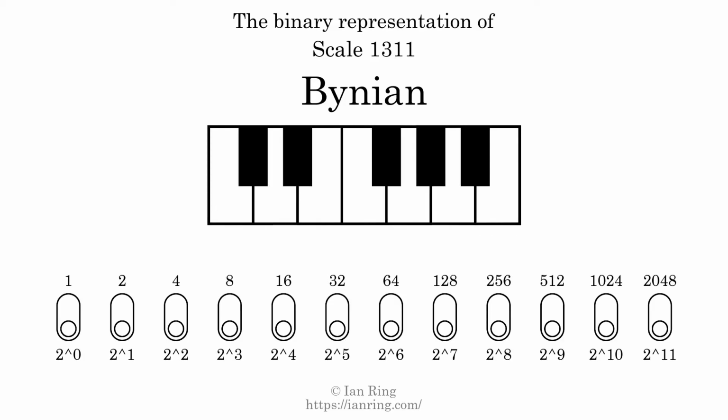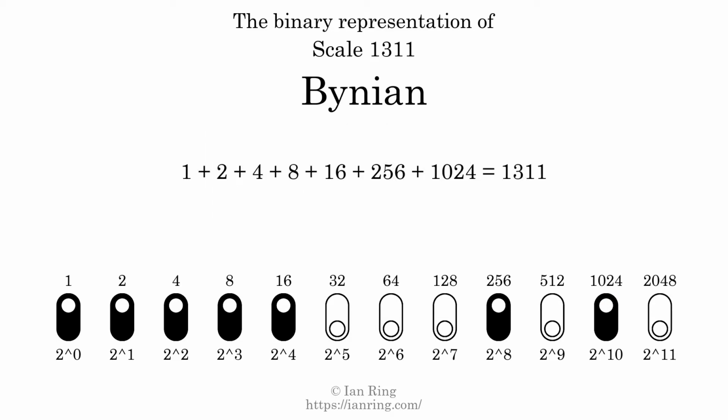The binary representation of this scale is determined by mapping tones of the scale to binary digits. Each binary digit represents a power of 2. To get the scale number, we add the powers of 2 together. The powers of 2 that are present in the scale, all added together, equals 1311. That is why the scale number, in decimal, is 1311.